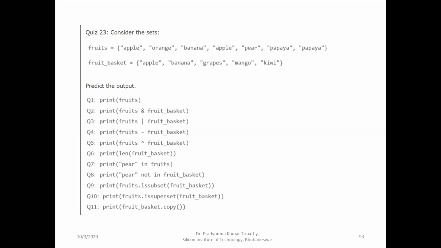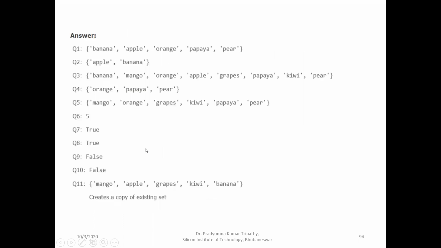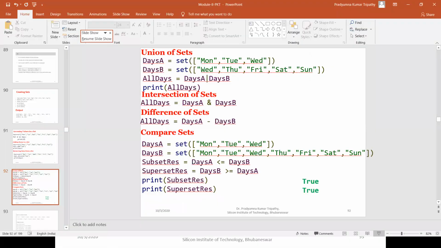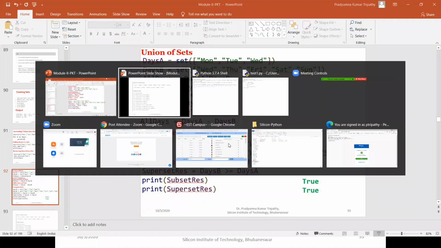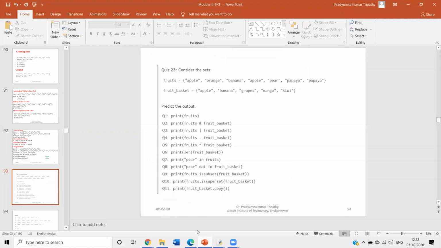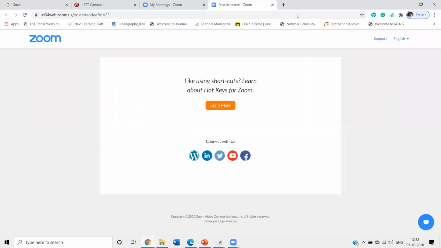And if you want to make a copy, you can use basket.copy so that it can be copied. Except the fifth one, is all the output understood? I will tell you what the fifth one is. Sir, it is for symmetric difference. Maybe symmetric difference, I am finding that.